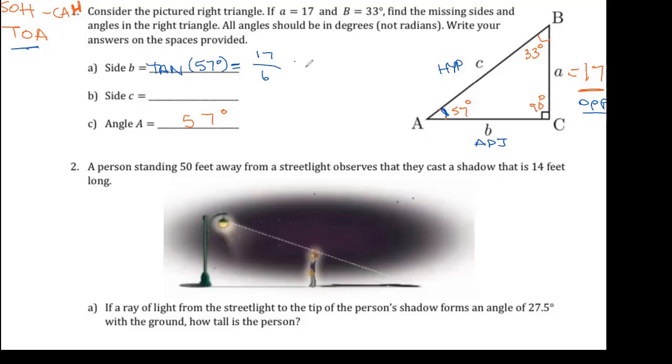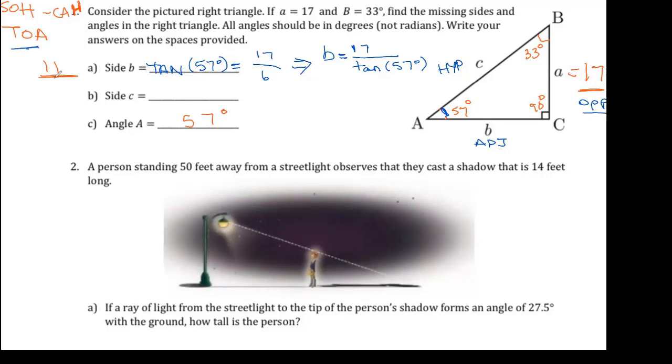If I do some algebra, multiply both sides by B and divide both sides by tangent of 57, the answer to this is basically 11. It's 11.04, but we're going to say 11. They're not telling us what the units are, so we're just going to answer 11 for B. If it said feet or centimeters or anything else, I would put that in as my units, but here I have no units. All right, so now we know that A is equal to 17, B is equal to 11.